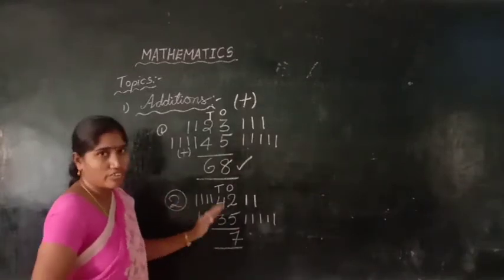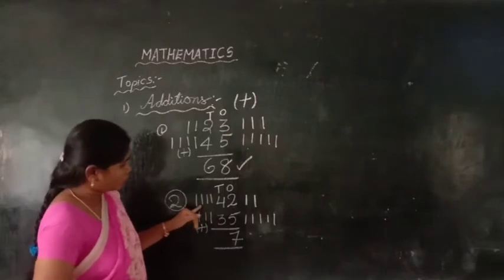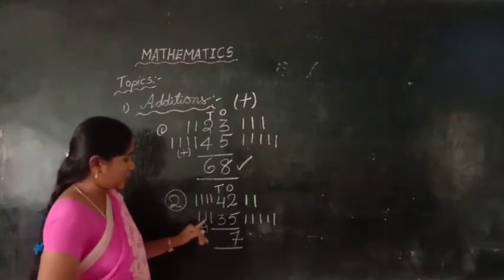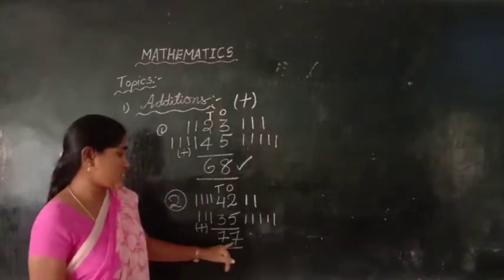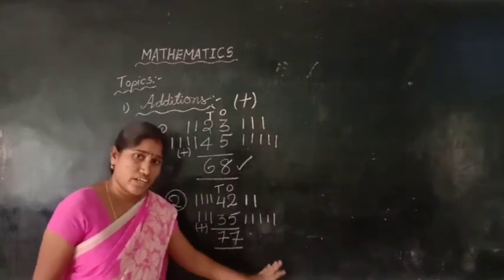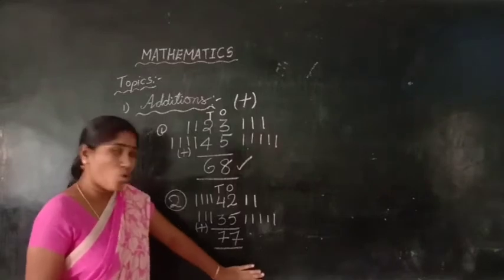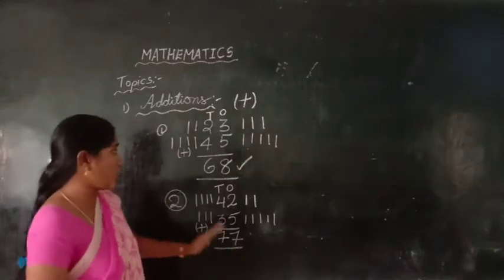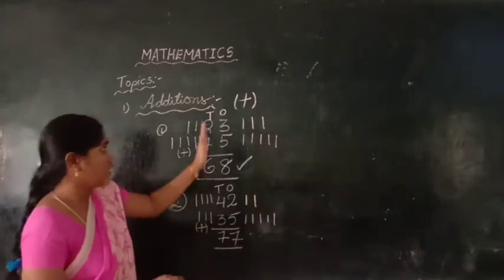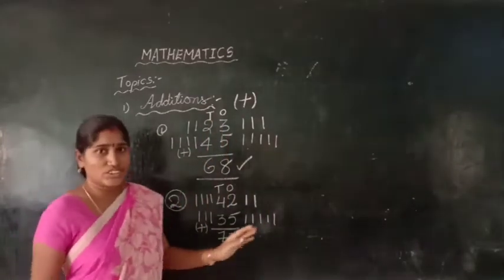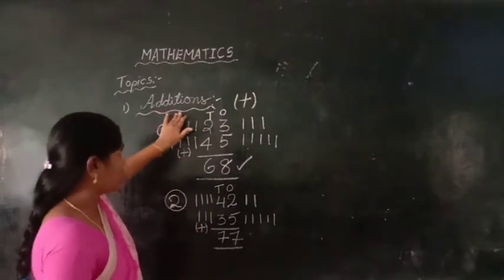Now finish taking the dots. Now shall we count the total, children? 1, 2, 3, 4, 5, 6, 7. So the answer is 77. Okay children, did you understand how to do the additions in single digit lines and double digit lines? Okay children, we learned additions.